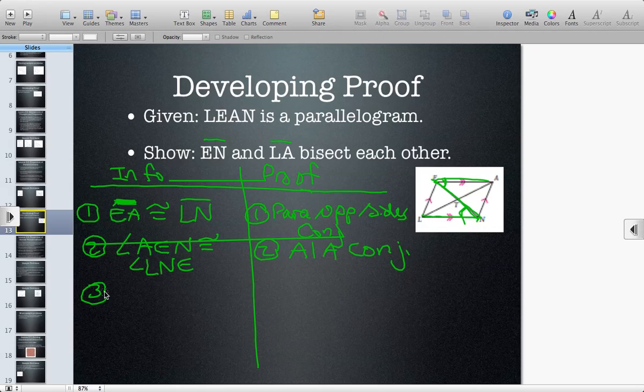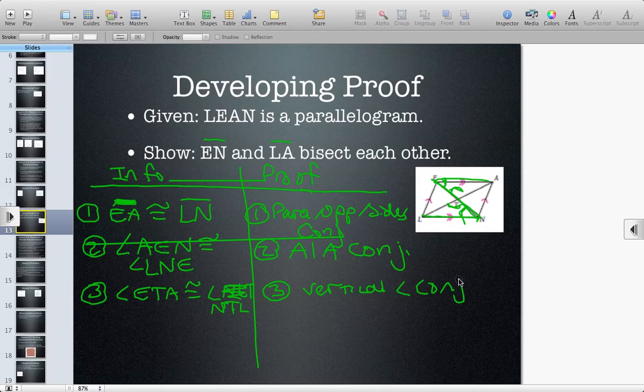Part 3, angle ETA is congruent to angle NTL. ETA here and NTL. I think I named that one incorrectly: ETA, so NTL. Those are congruent because of vertical angles, so the vertical angle conjecture.